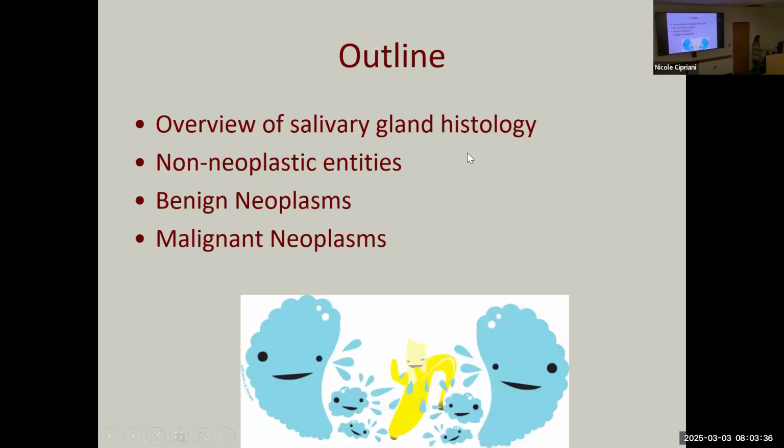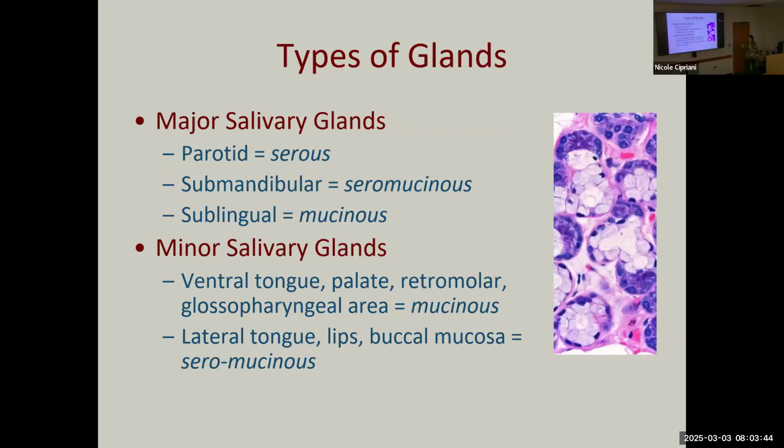Salivary gland. So we'll talk about normal histology. There are a few, not many, non-neoplastic entities, and most people talk about the neoplasms. So for the major glands, we're dealing with three, right? Parotid, submandibular, and sublingual. And depending on the morphology of the acini, you can sort of know where you are, right? So if you remember, parotid is serous, submandibular is mixed seromucinous, sublingual is usually predominantly mucinous.